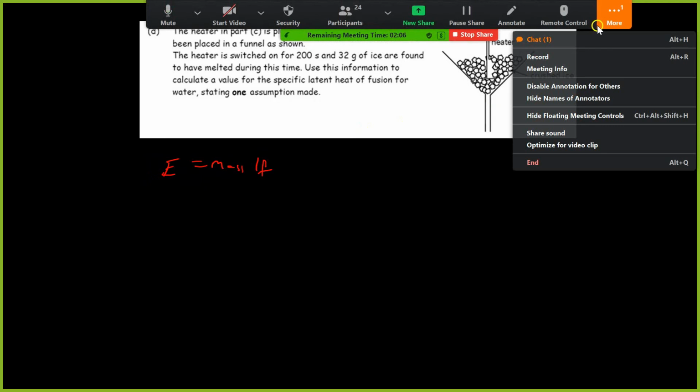So clearly, we agree that E is equal to the mass of the ice, and this is the melted ice, by the way, times the latent heat of fusion. What is going to be E in this case? I know that E is the energy, but what will it be?